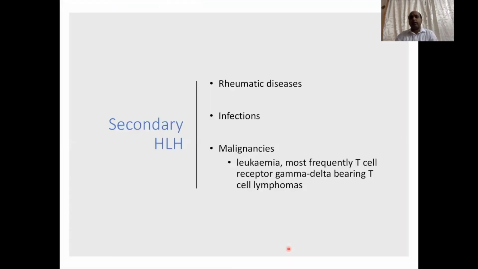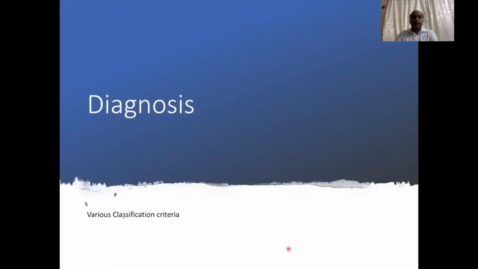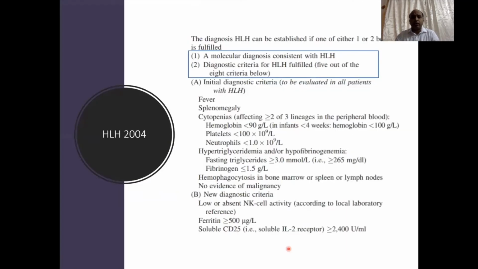Secondary HLH is mostly due to rheumatic disease, infection and malignancy, and various diagnostic classification criteria are there to diagnose a case of macrophage activation syndrome. Most important is HLH 2004, mostly for familial hemophagocytic lymphohistiocytosis. For that, you need a molecular diagnosis concerned with HLH, and the diagnostic criteria for HLH are 5 out of 8 criteria, like hepatosplenomegaly, cytopenia, hypertriglyceridemia, and hypofibrinogenemia.